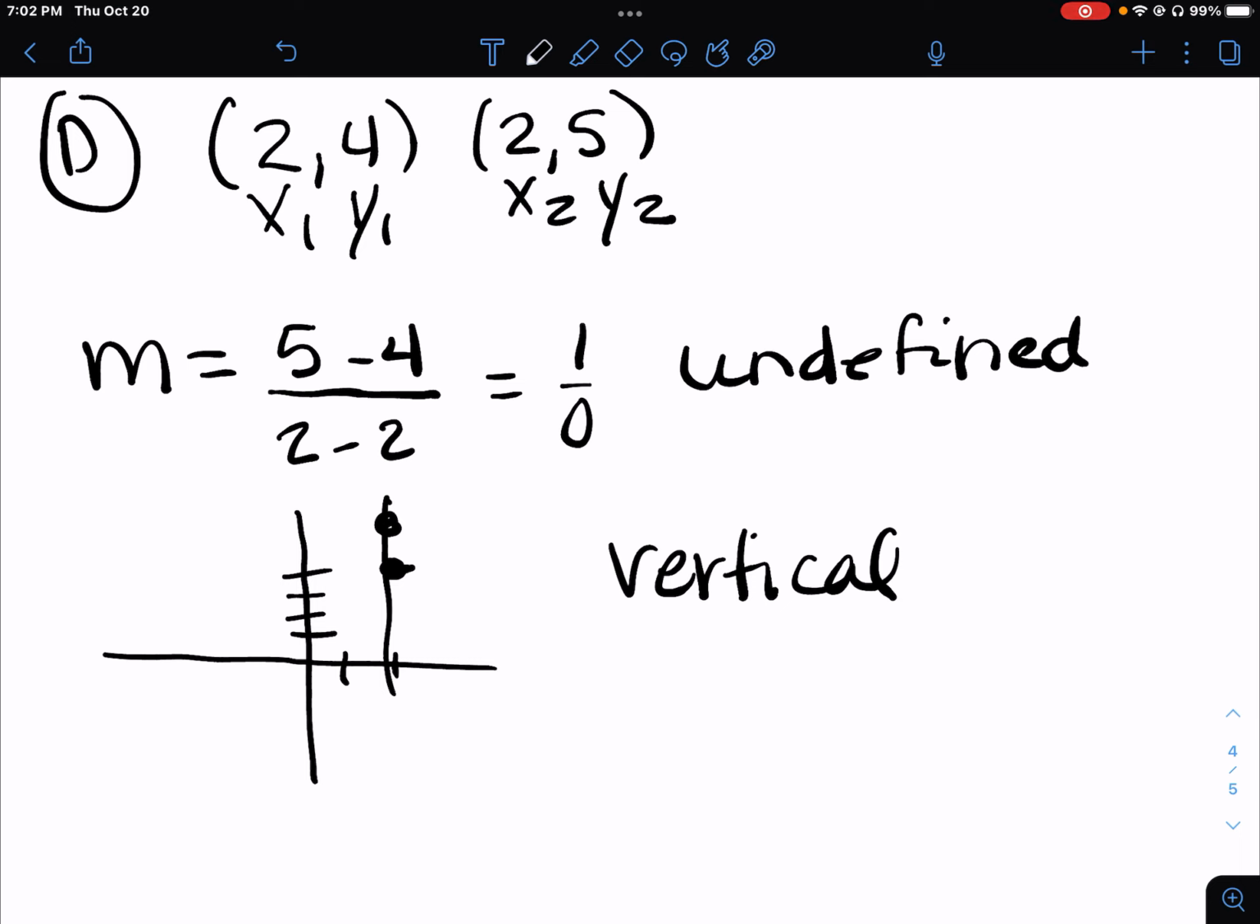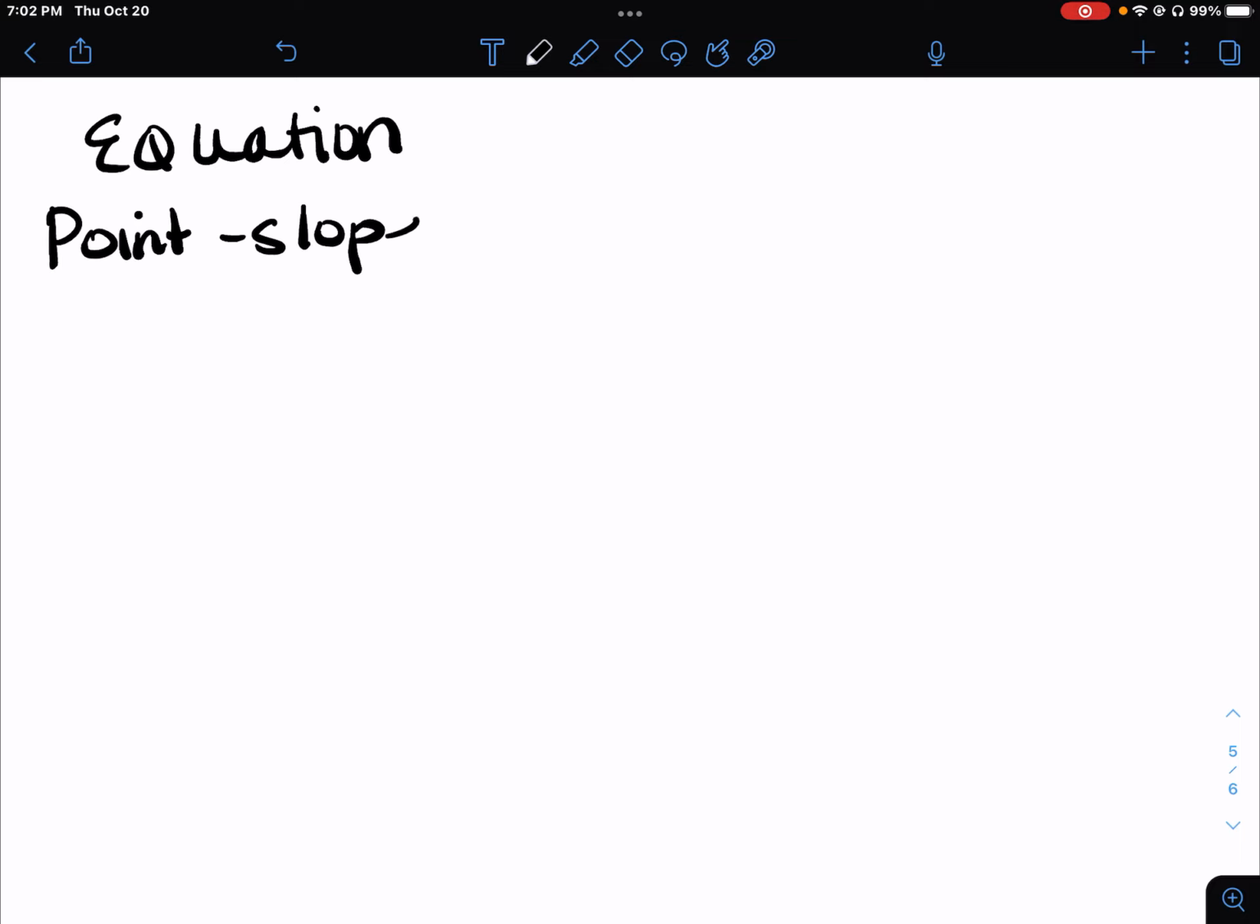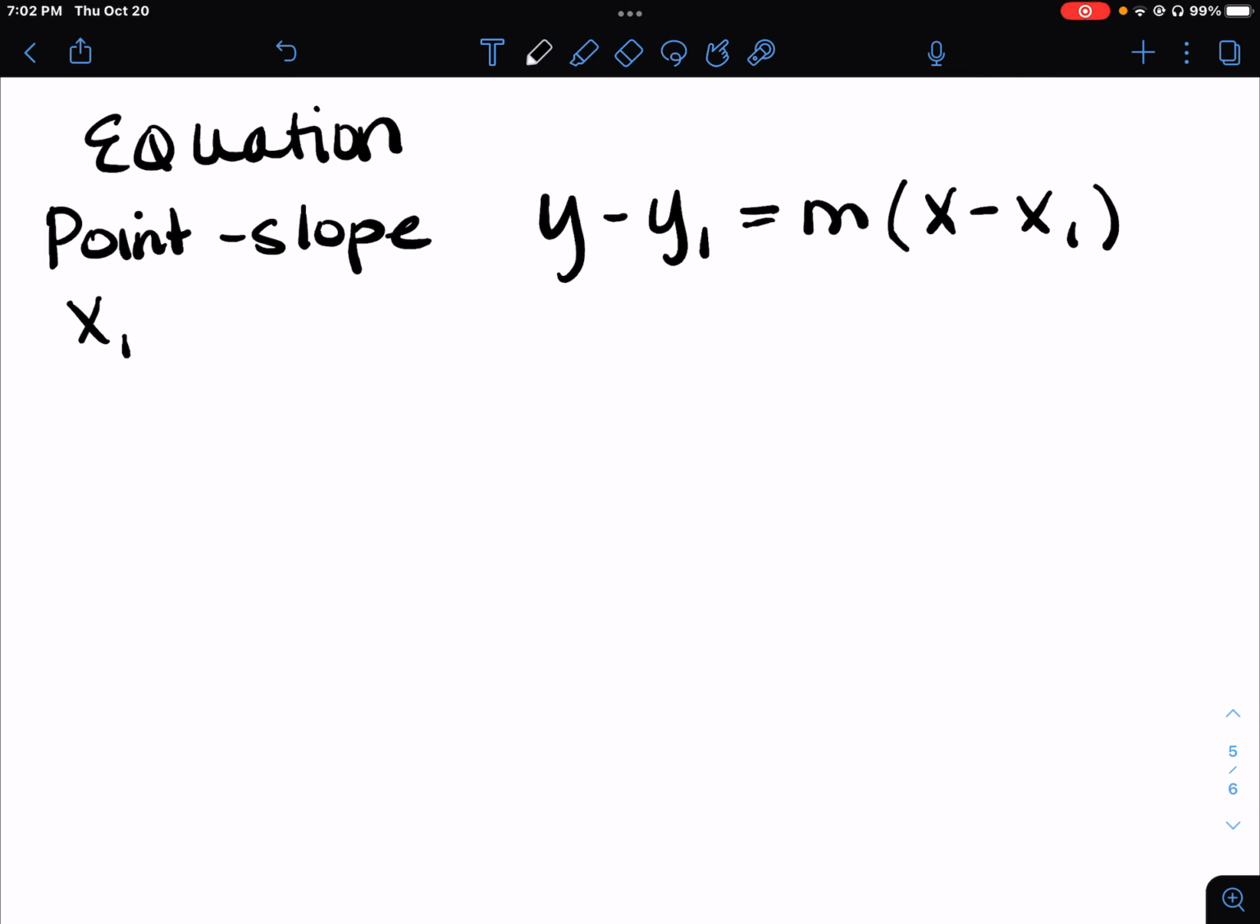The next thing that we do is to write the equation of a line. The equation of the line has two different forms. First, we're going to find what's called the point slope form, which is y minus y1 equals m times x minus x1. x1, y1 is our point, and m is our slope.